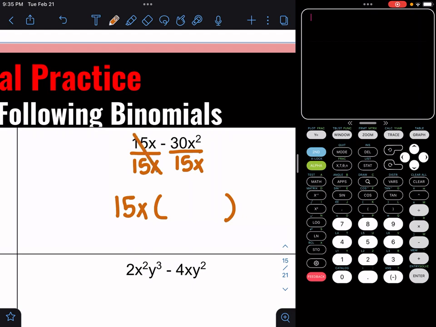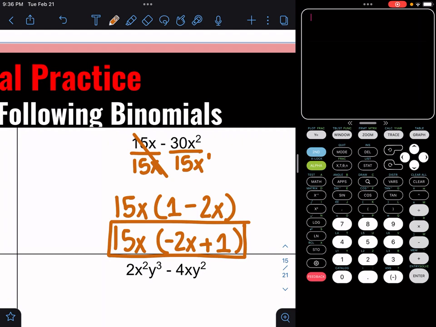You cannot just write nothing. They don't cancel out to nothing. They cancel out to 1. Minus 30 divided by 15 is 2. And we have an x squared divided by x to the first, which would just leave us with x. This is not really standard form because we don't like that the constant is not last, so I'm going to switch it so it looks like this.